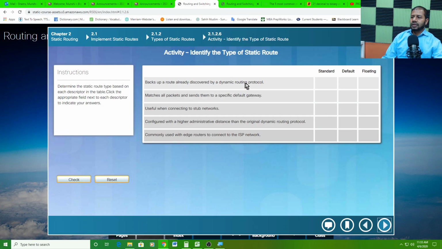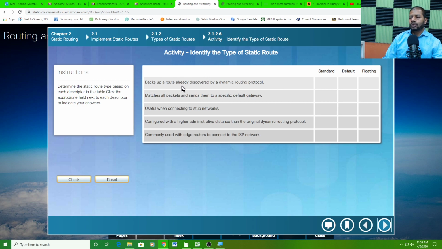Okay, let's look at this activity. Activity: identify the type of static route. Standard route, default route, or floating route. Well, we need to know what they are. Let's read one by one.